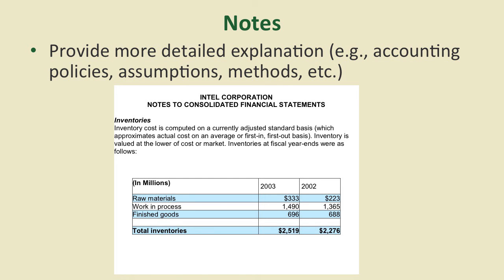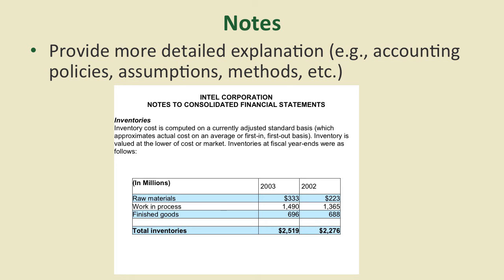The second technique is notes, or you can call it footnotes. They usually provide more detailed explanations, paragraph after paragraphs, with those supporting schedules after financial statement for something like accounting policies this particular company used, assumptions they made, and the methods they employ. For example, this is Intel Corporation's footnotes to their consolidated financial statement in terms of the inventory.